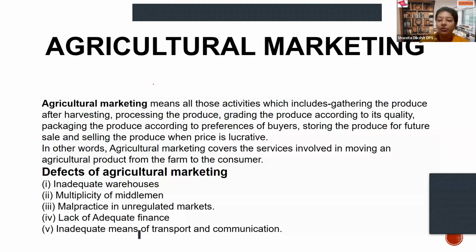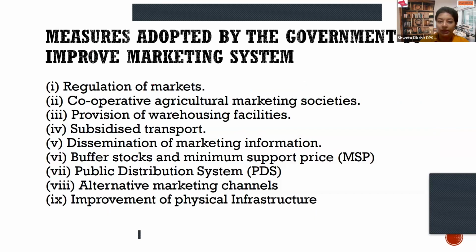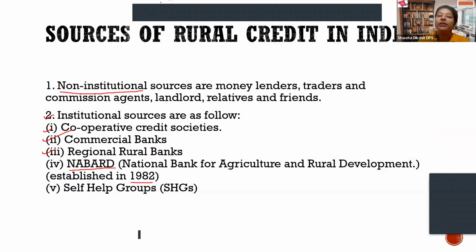So please have a note of it. That is, what are the various objectives of self-help group? I repeat, what are the various objectives of self-help group? So the first objective is, of course, to resolve the problems related to rural credit.